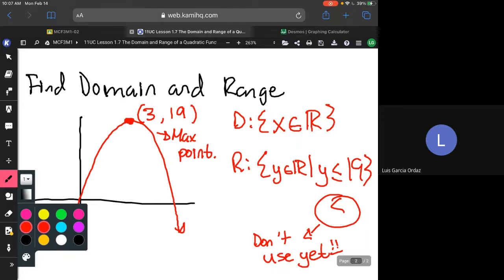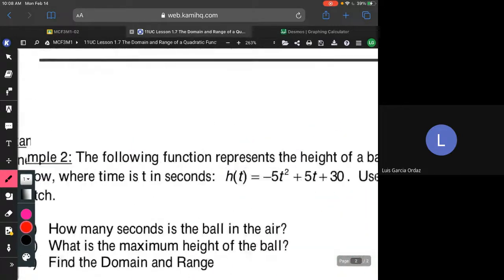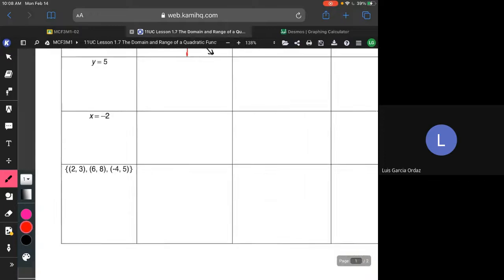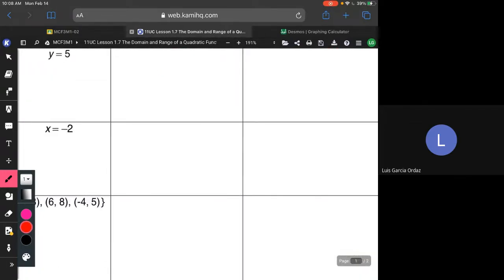Okay, let me know when I can scroll up. All right. I'm going to scroll up. You're good? Okay. So now we're going to get into some graphs that are not parabolas. Some may be functions, some may not be functions.